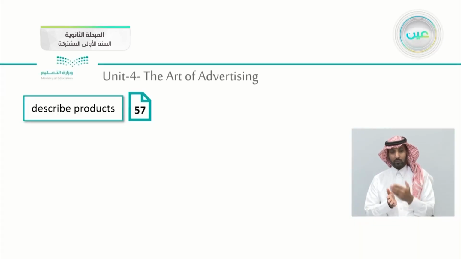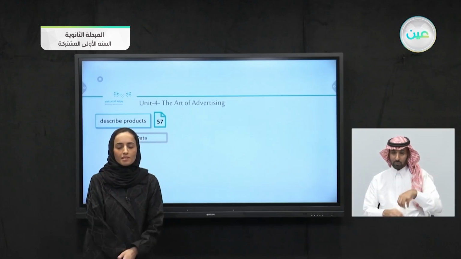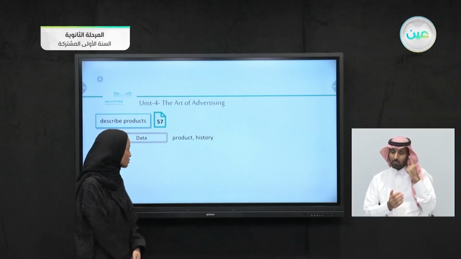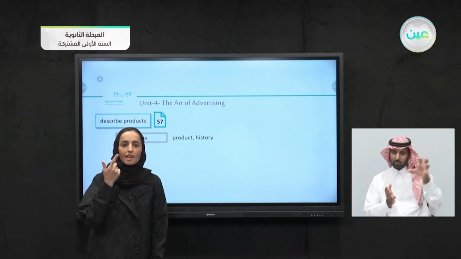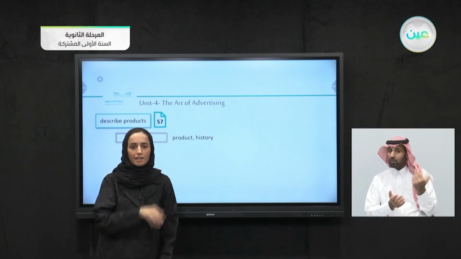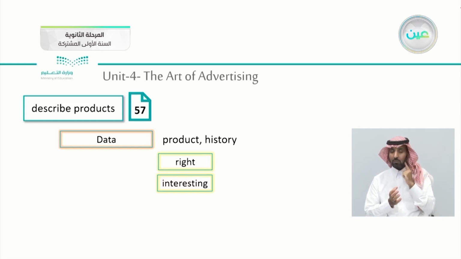Okay. The following is about describing products, which was the writing lesson on page 57. In this lesson, we have spoken about how to describe a product. The first thing that you will do is to collect and gather your data, information. But you have to take in mind, you're going to collect the data about the product itself and its history. Trace back. Think about it and trace back. Also, you have to put in your mind that your information should be right, correct. The information should be correct, accurate, and also should be interesting.